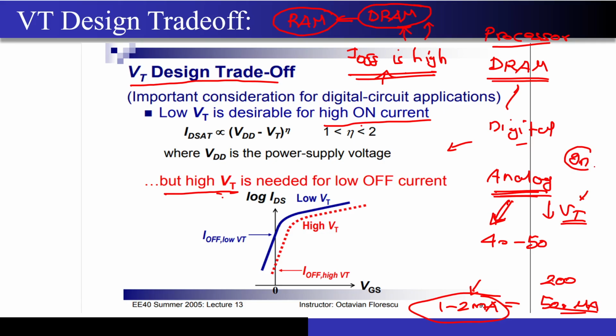I hope you know this GM term, right? The transconductance, that is ∂ID/∂VGS. This GM is nothing but the driving strength of the transistor. How strong the transistor actually is. If I give a small voltage change at its input, how much change in the current it will produce at its output. So this is nothing but your transconductance.